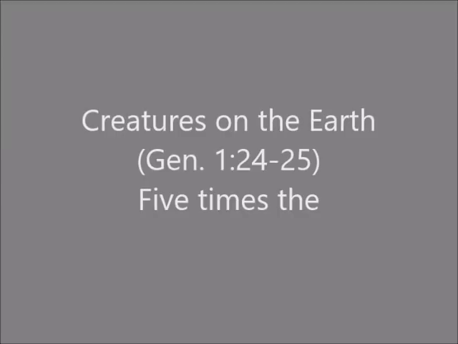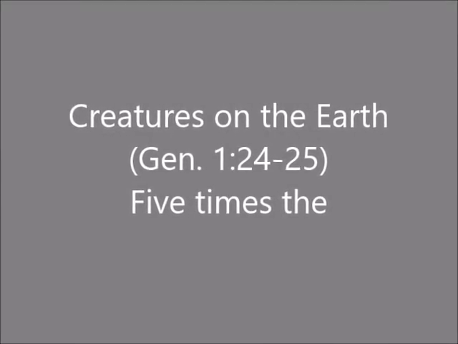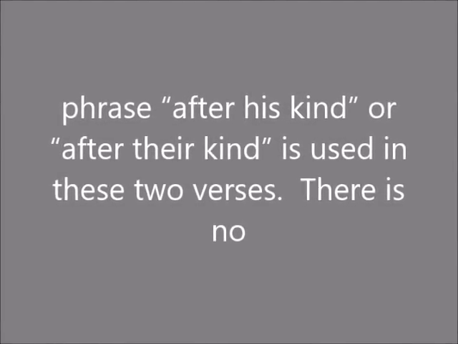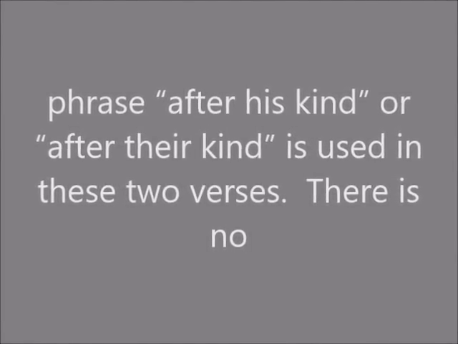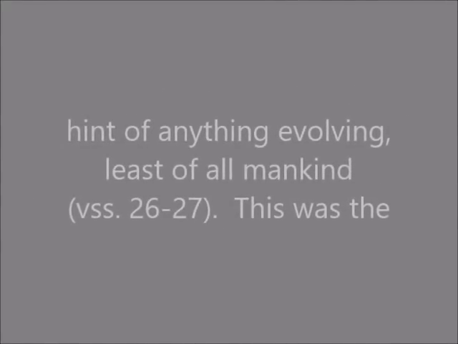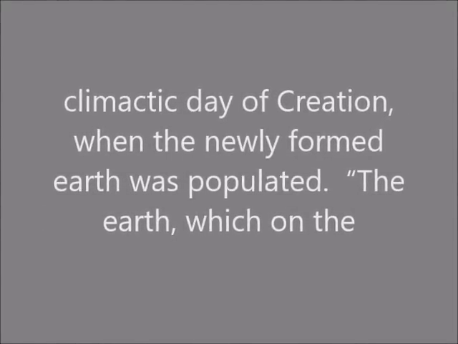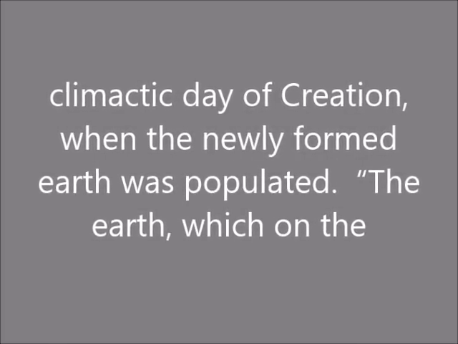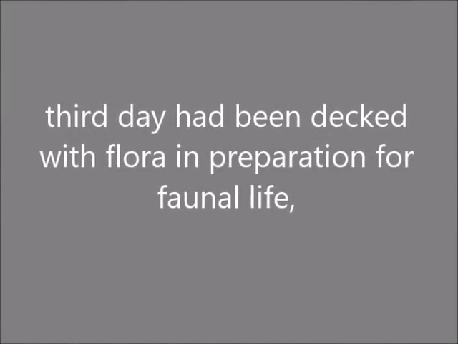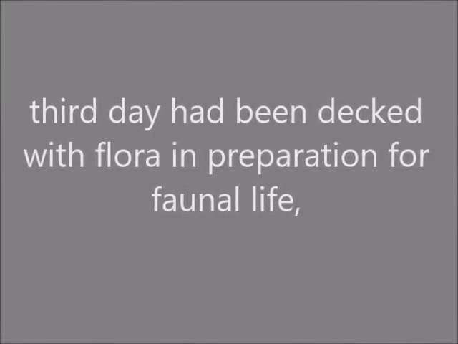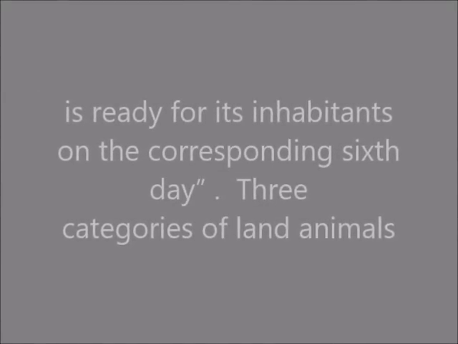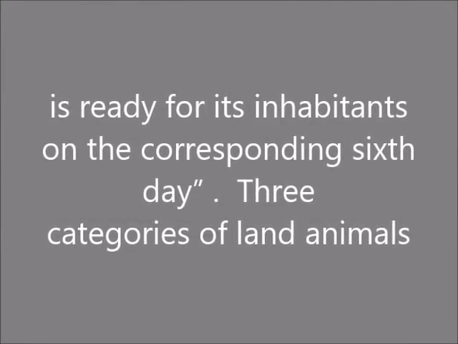Creatures on the earth. Genesis 1:24 through 25. Five times the phrase after his kind or after their kind is used in these two verses. There is no hint of anything evolving, least of all mankind, verses 26 through 27. This was the climactic day of creation when the newly formed earth was populated. The earth, which on the third day had been decked with floral in preparation for the faunal life, is ready for its inhabitants on the corresponding sixth day.